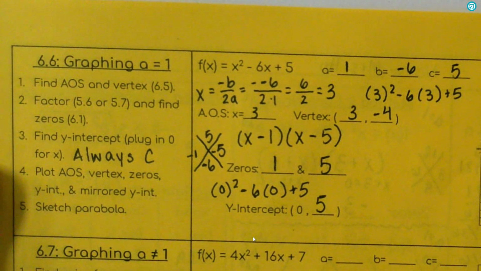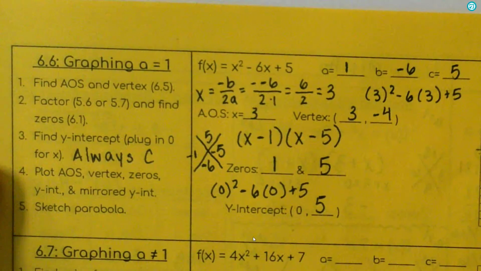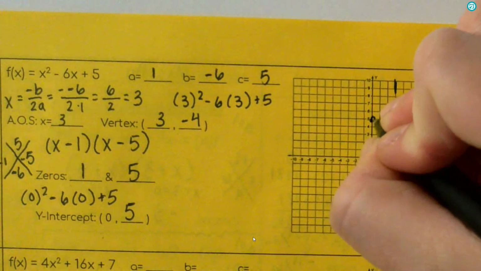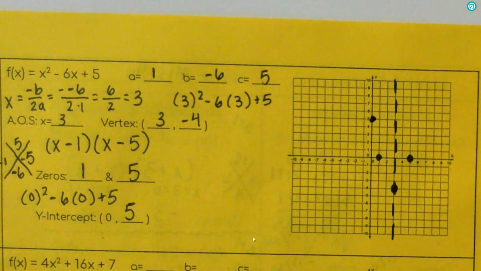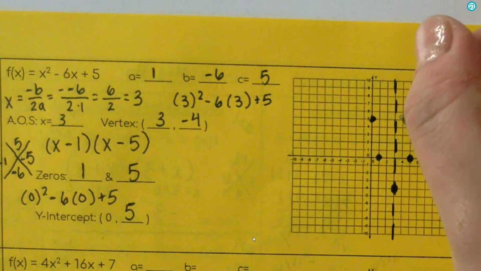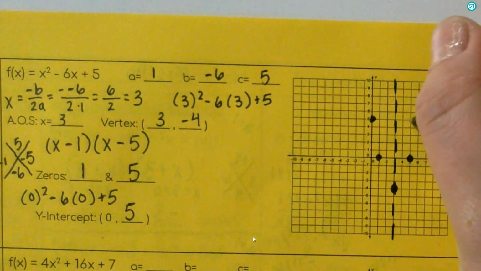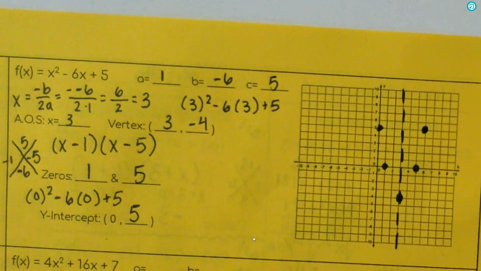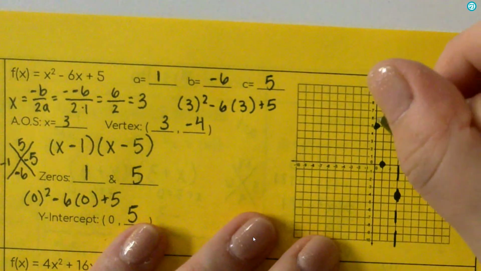So the last thing that we can do is plot that point at 0, 5. So 0 over, 5 up, right there. And then we reflect that so that we are symmetrical. So it's currently 3 to the left of the axis of symmetry. We're going to put another point 3 to the right of the axis of symmetry. Any questions? We'll connect this into a nice little U then.